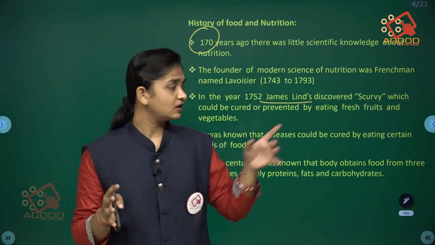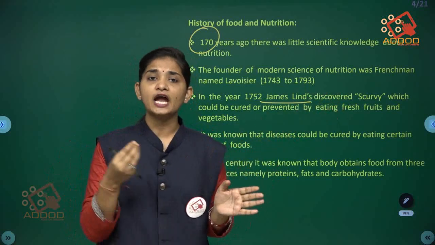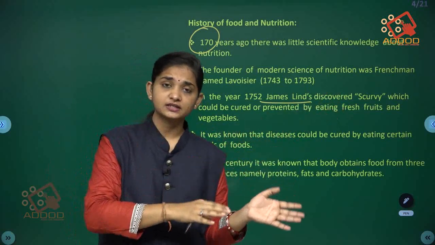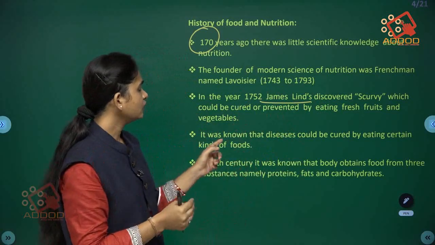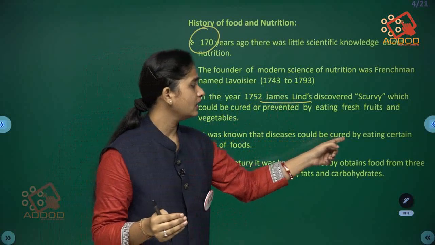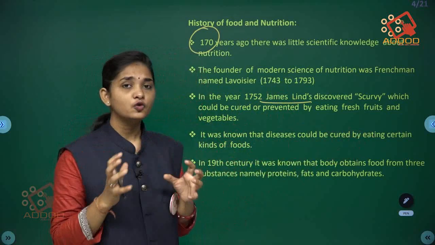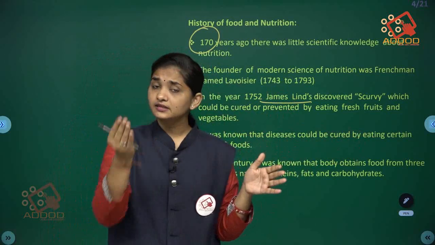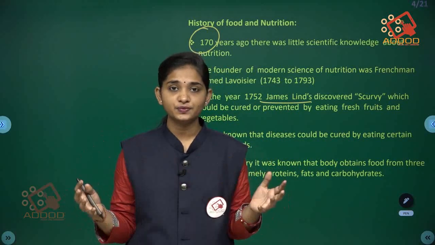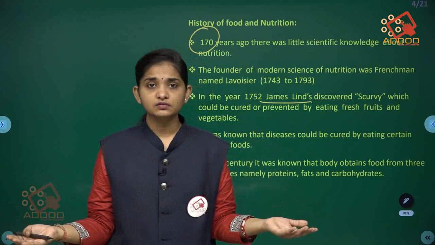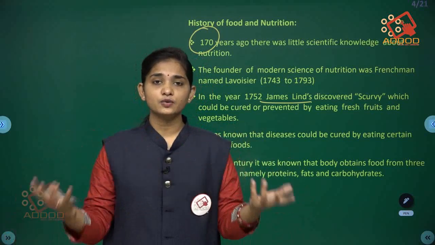So that means there is some relation between disease and food items, and that was discovered by a scientist named James Lind. Then it was known that diseases could be cured by eating certain kinds of food. In later days they came to know that if we eat a lot of fresh vegetables and a lot of fresh fruits, we don't get diseases. This is the conclusion they made.